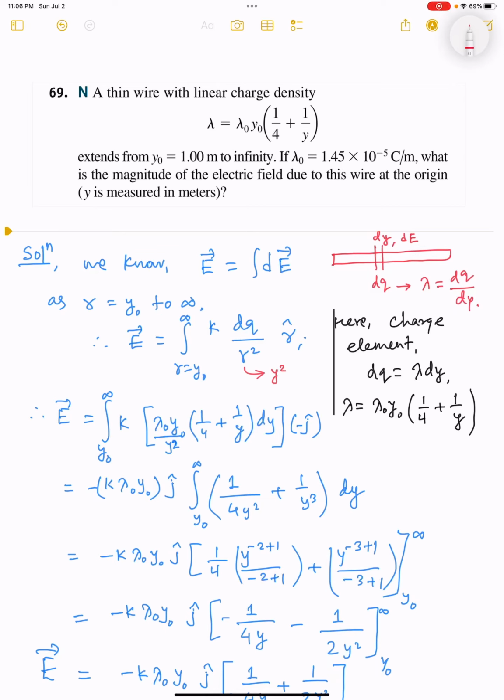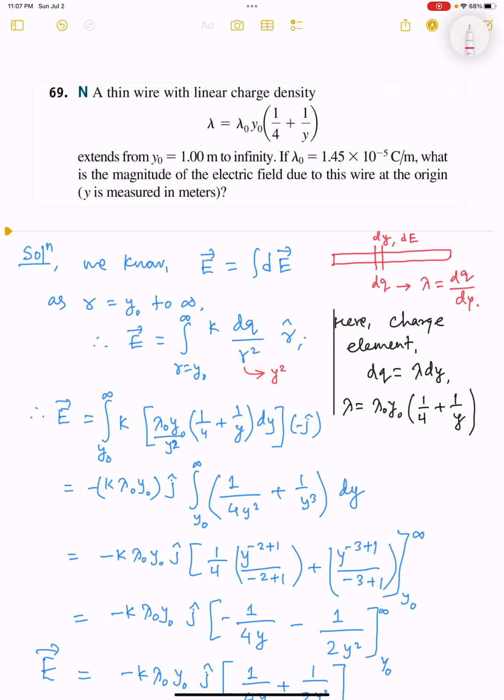Okay, this is problem number 69 from chapter 24, electric field. The question is about a thin wire with linear charge density, that's charge per unit length, linear charge density lambda, which is lambda naught y naught times 1 over 4 plus 1 over y, where y naught ranges from 1 meter to infinity.